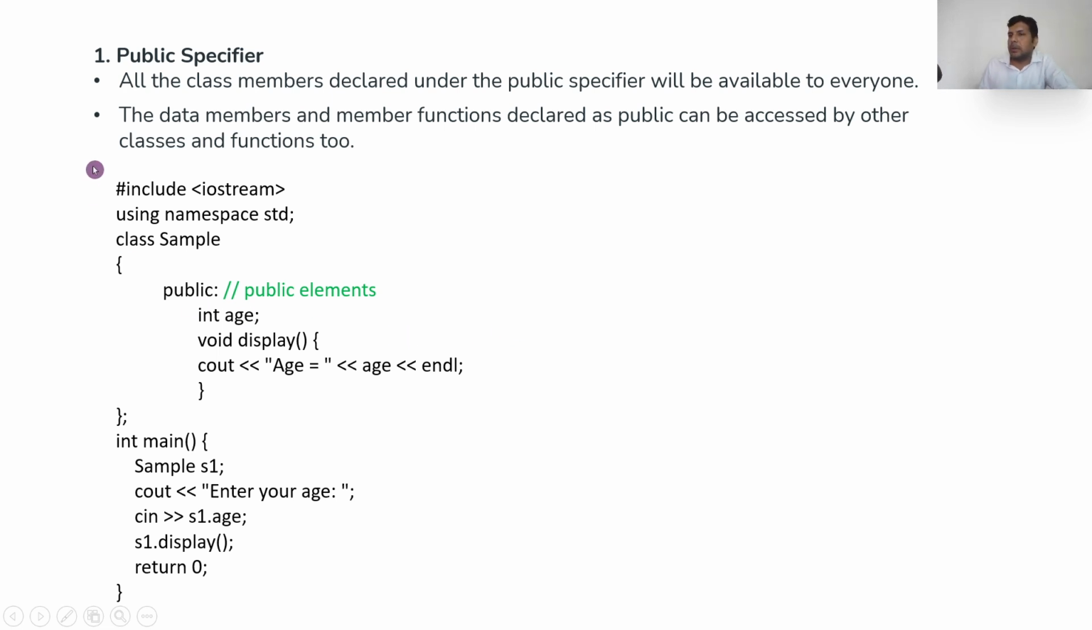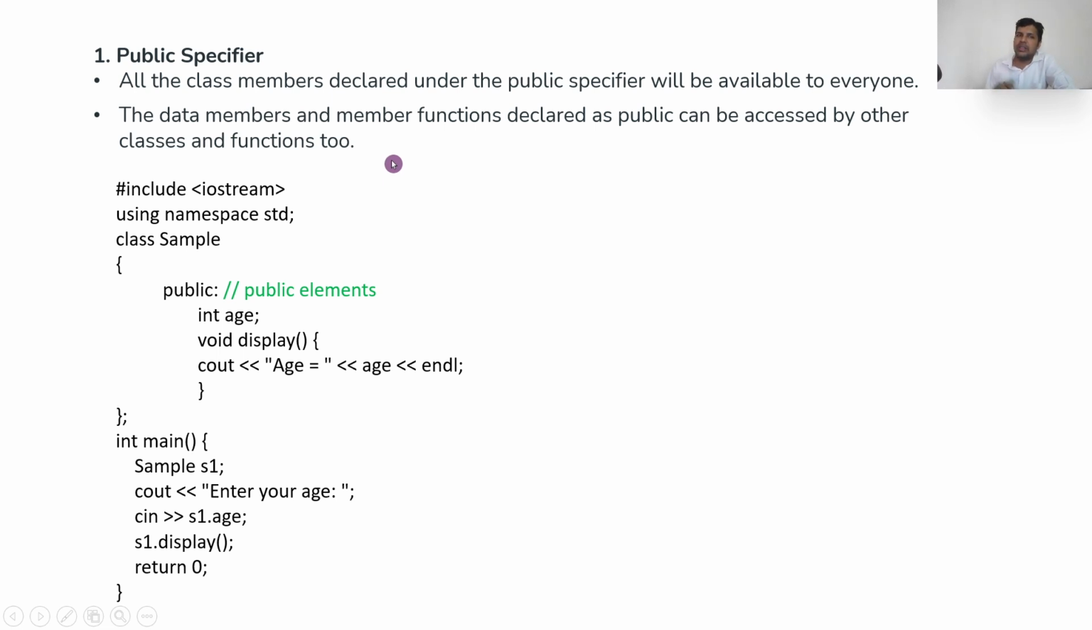What do you mean by public? All class members declared under the public specifier will be available to everyone. Whatever you have in the class can be available outside. For example, main or other classes can also access them. Data members means int age, member function means void display. Data members and member functions declared as public can be accessed by other classes and functions too.